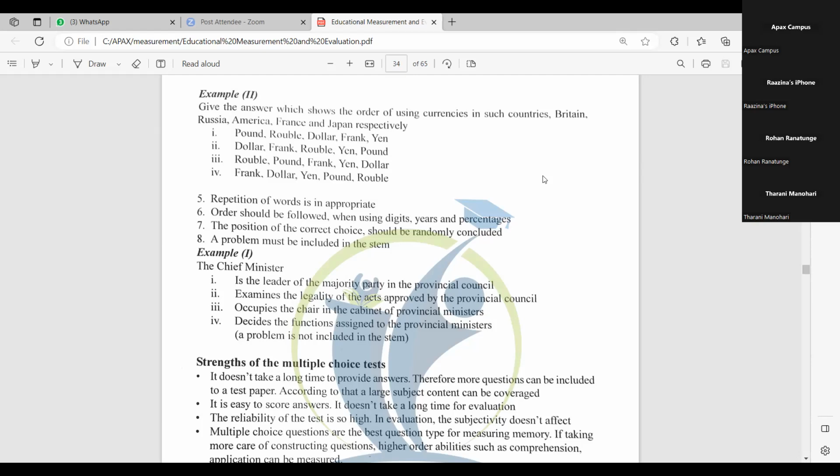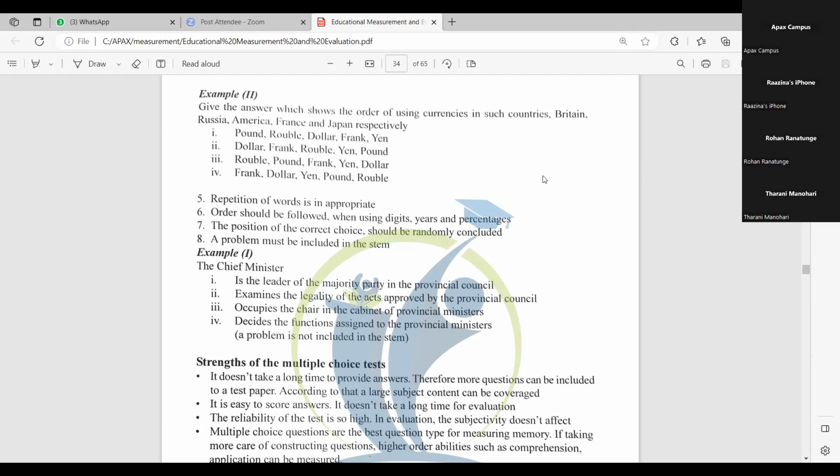Like the answer for the first question is number 2. The answer for the second question is number 4. The answer for the third question, again number 4. Then the next one, number 1. Again number 3. 3 again, 2. Like that, it shouldn't have any set pattern.